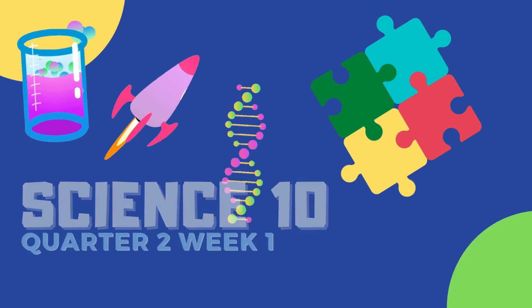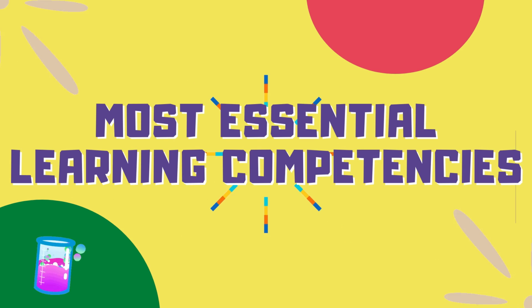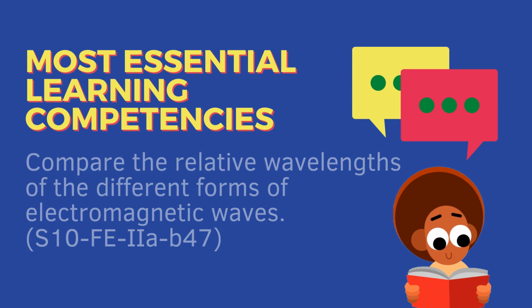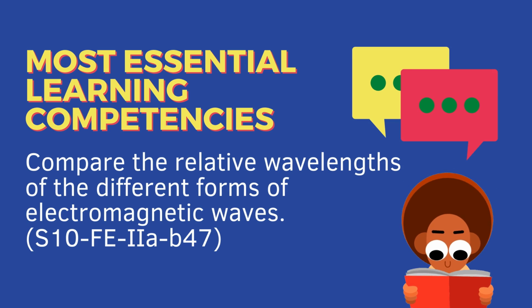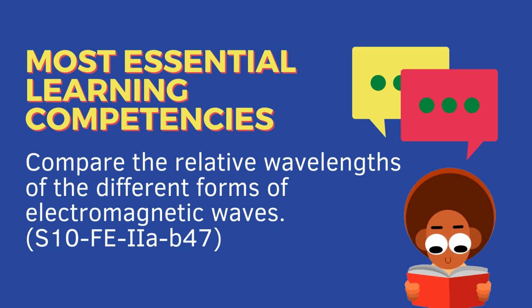that you have learned. Here is the most essential learning competency for Quarter 2, Week 1. Compare the relative wavelengths of the different forms of electromagnetic waves, S10-FE-2A-B47.